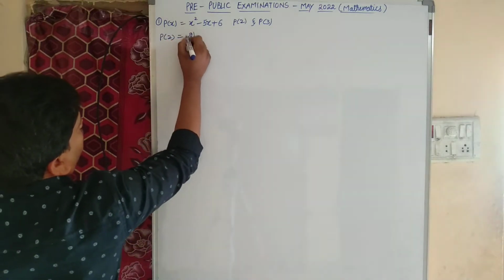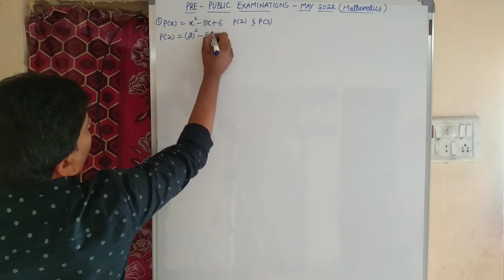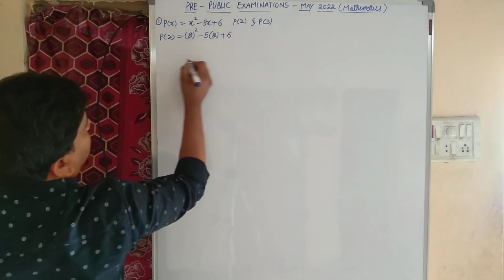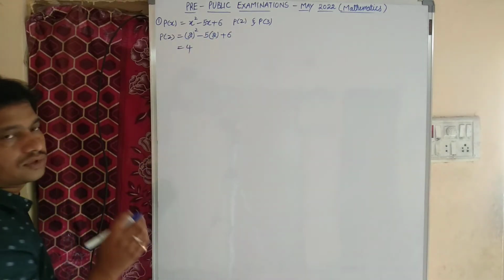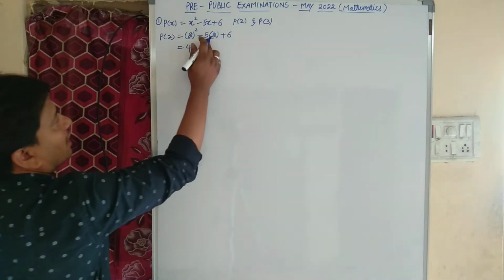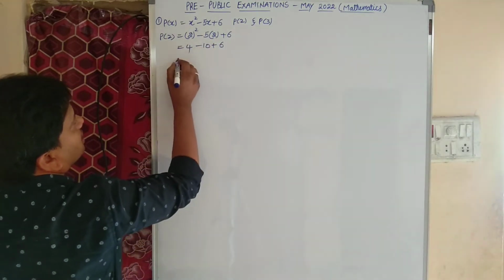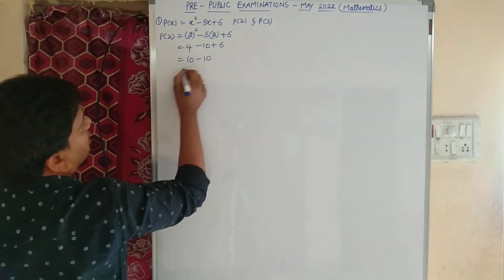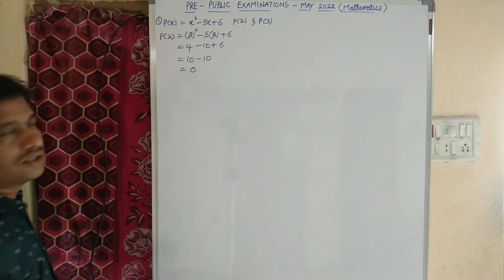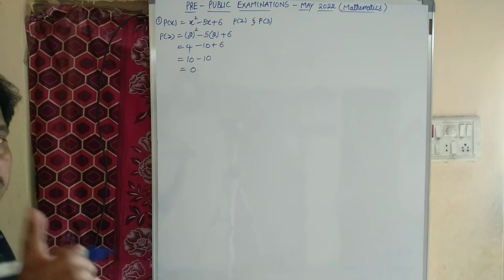In place of x, 2: 2 square minus 5 into 2 plus 6. 2 square, 2 into 2, 4. Minus 5 twos are 10, plus 6. As 6 plus 4, 10 minus 10. So 10 minus 10, how much, children? 0. That is the value of P of 2.